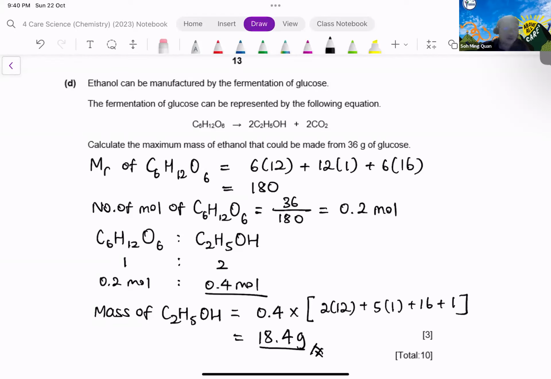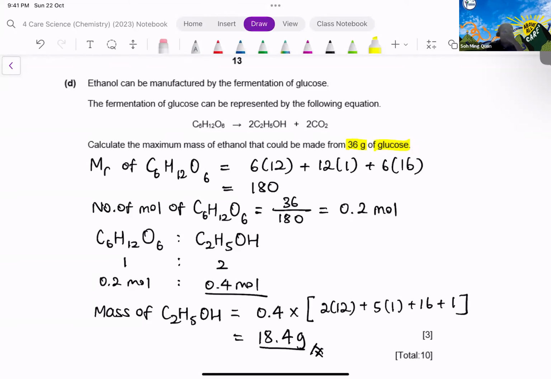All right, where you are told that ethanol can be manufactured from the fermentation of glucose. So how do you find the maximum mass of ethanol that could be made from 36 grams of glucose? I think this is quite straightforward. It's a mole concept problem. All you needed to do was to figure out that 36 grams must be converted to moles. I do that by taking 36 grams divided by the MR of glucose. And that gives me 0.2 moles.